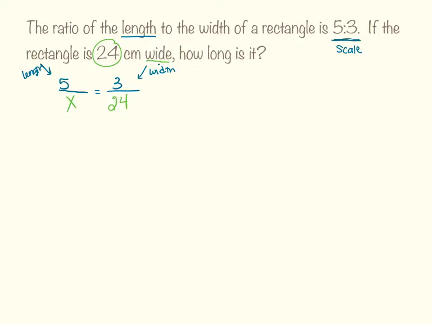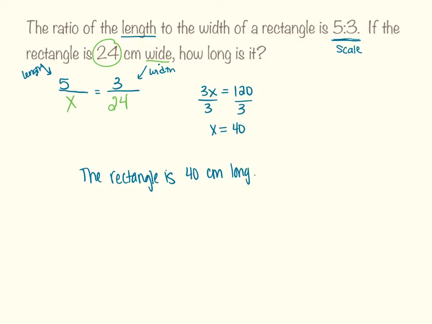So we have 3 times x, which is 3x, and then 5 times 24, which is 120. If you divide both sides by 3, you end up getting the x value as 40. So remember to go back and answer the question. If the rectangle is 24 centimeters wide, how long is it? The rectangle is 40 centimeters long. And that is your answer.